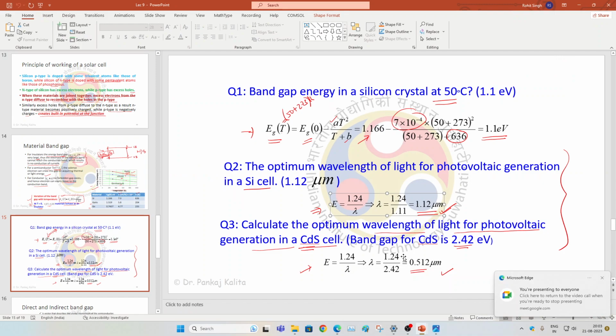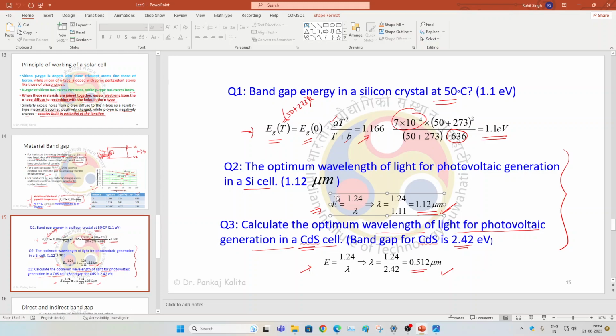And do you want to go for this third question? I think the third question is also the same. Calculate the optimum wavelength of light for photovoltaic generation in a CdS cell. So the band gap is given. So it's very easy. You can calculate the optimum wavelength for that.